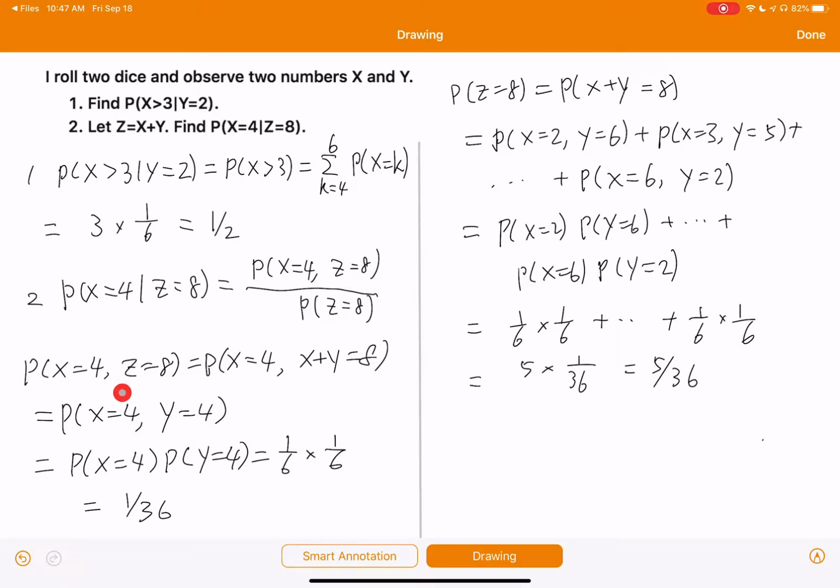Okay, now we already calculated the numerator, which is this one, and we also calculated the denominator. So now we can calculate this whole thing. We have probability x equals 4 given z equals 8 is equal to the numerator, which is 1 over 36, divided by the denominator, which is 5 over 36. And this is equal to 1 over 5.